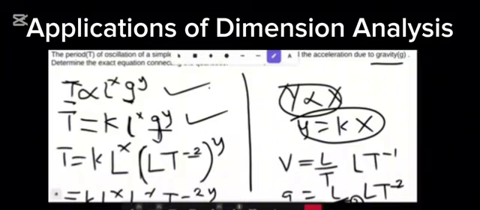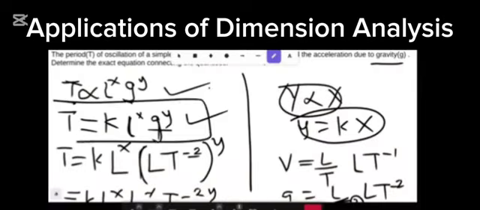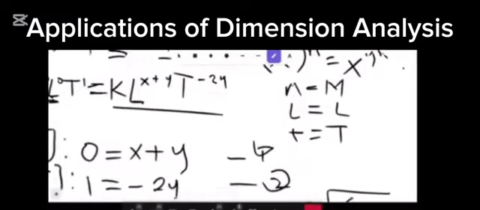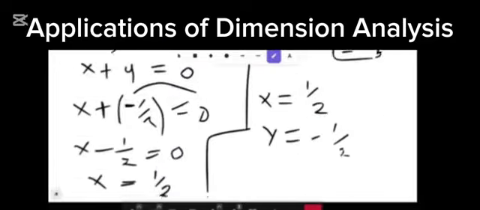I'm going to copy this and then substitute the value of x and y back. Let me write t equals k L to the power x, G to the power y. I'm going to write that back now. So t equals a constant, and then L to the power x and then G to the power y. So this constant is equal to K.